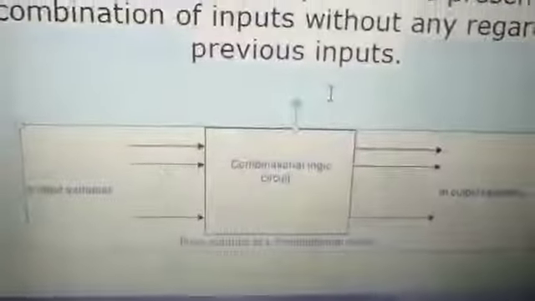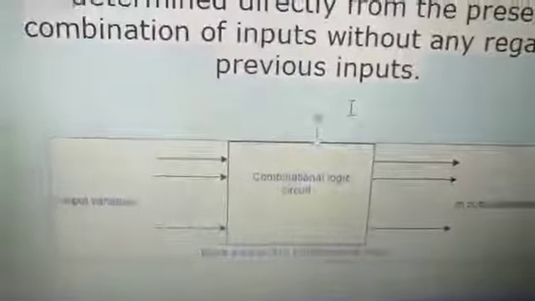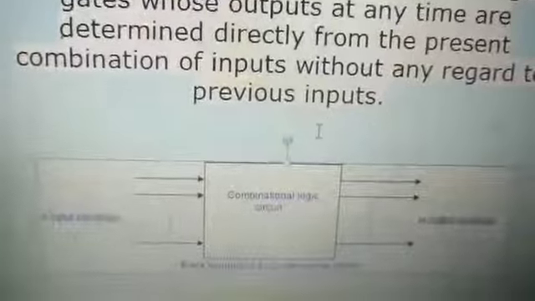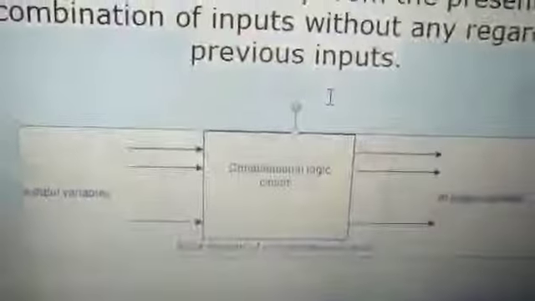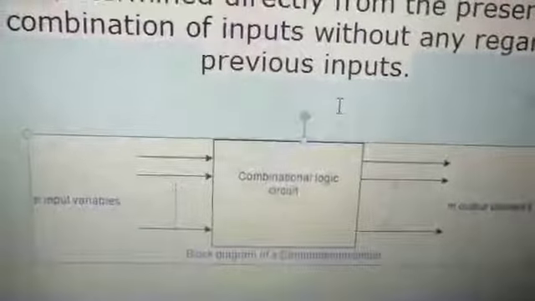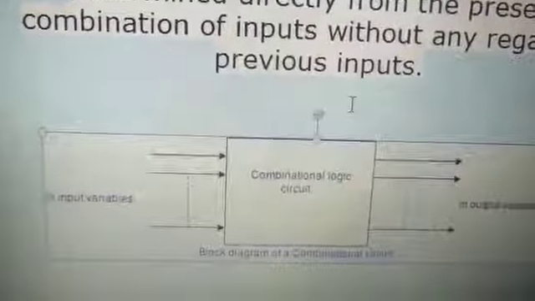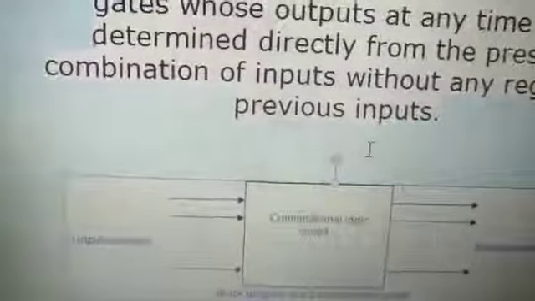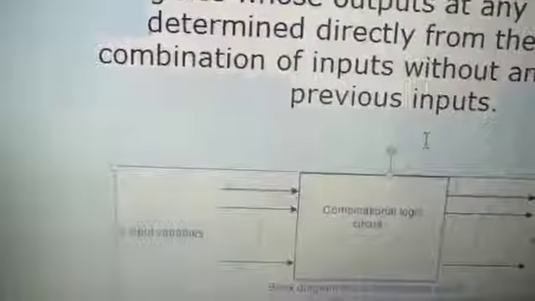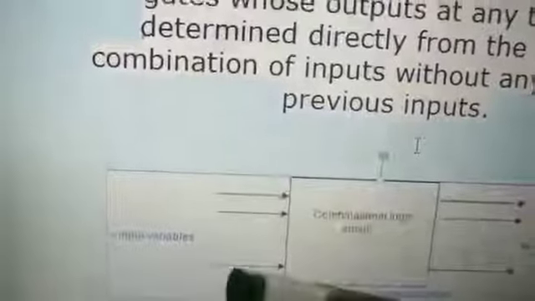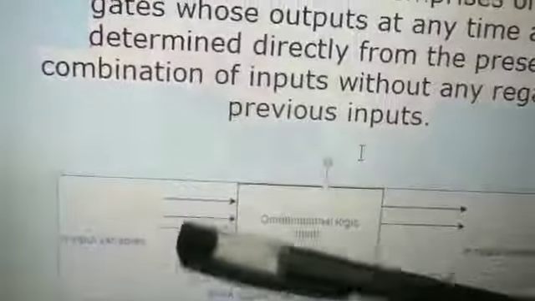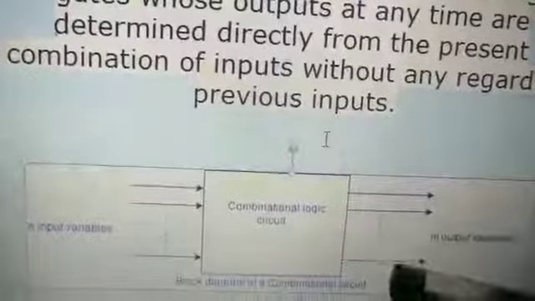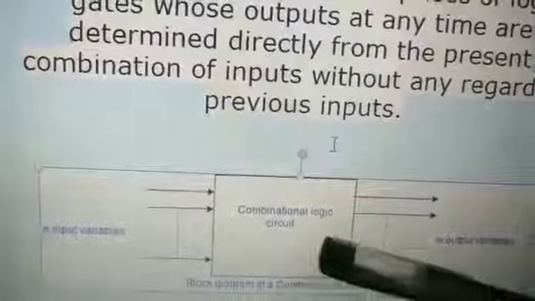This is called the block diagram. For each and every combinational circuit, you have to mention the block diagram. This square box represents a combinational logic circuit, and the arrows represent that we can give n number of inputs to the combinational circuit, and depending upon the n inputs we can get m number of outputs through this circuit.